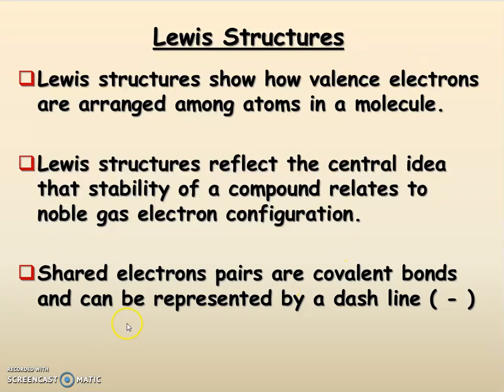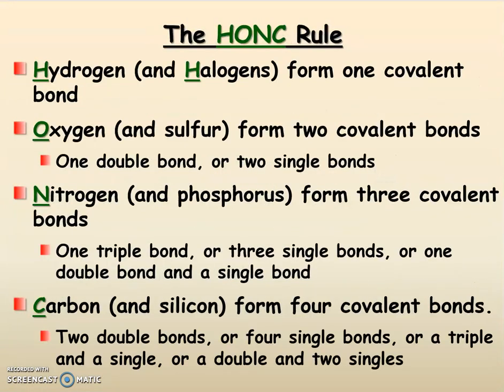When you have a sharing of electrons, we represent that with a dashed line. Each set of electrons, so each 2 electrons being shared, we use a dashed line. How many electrons can be shared depends on the element. It has to do with how many valence electrons it has. To know how many bonds it's able to make, you have to look at the number of valence electrons it has.